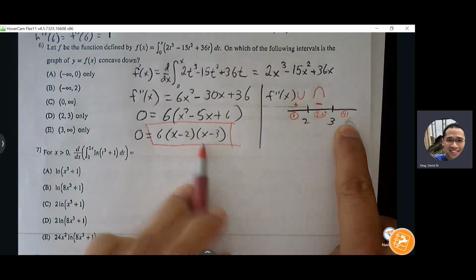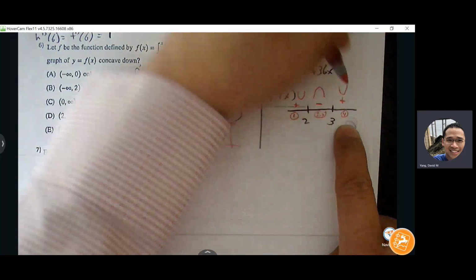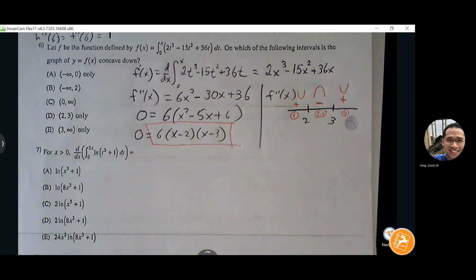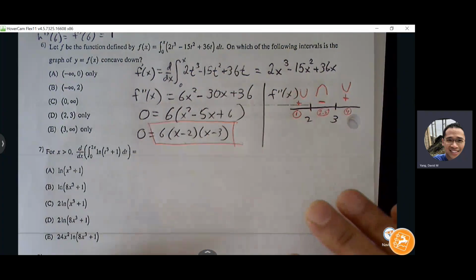Plug in 4. 4 minus 2 is positive. 4 minus 3 is positive. Concave up. So the intervals of concave down is just what's between 2 and 3.